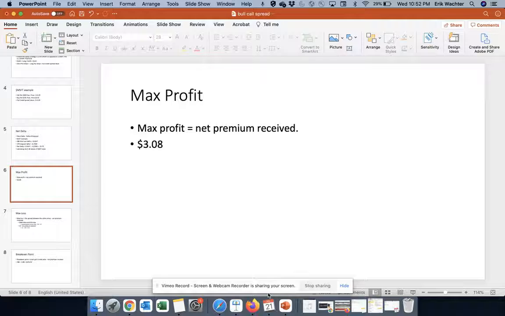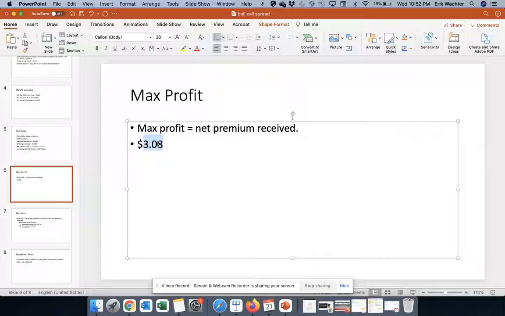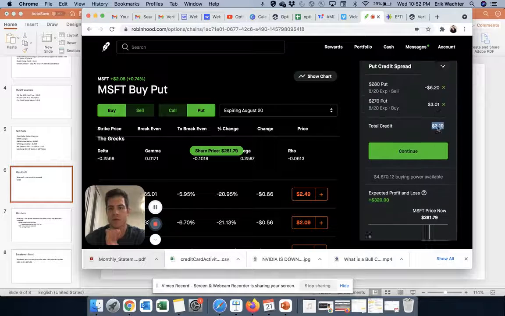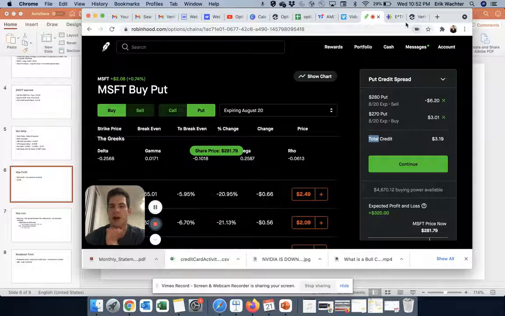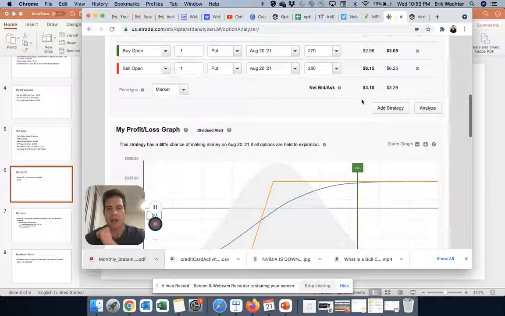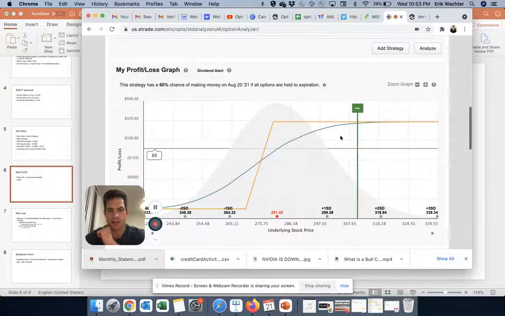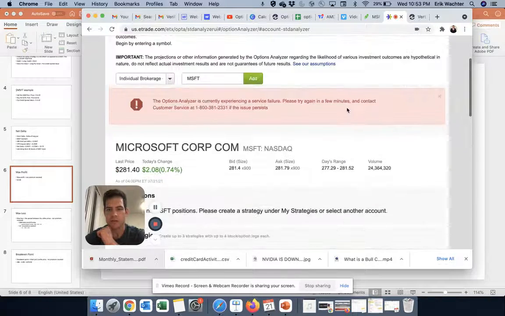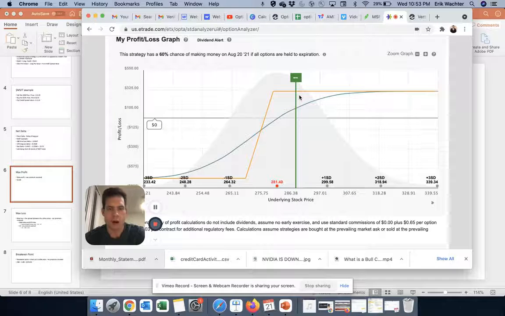Our max profit is going to be the premium received. The reason why I have 308 instead of the 319 that we see here is because I'm going to show you on E-Trade. See, it says 319. Let's hop over to E-Trade. I'm going to show you the P&L graph on there because I think they do a better job. On E-Trade, when you calculate this, the 308 is the net credit you receive. Okay, hold on a sec. All right, I just had to reload that.